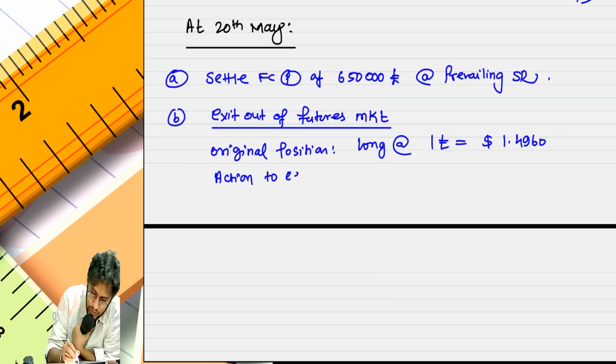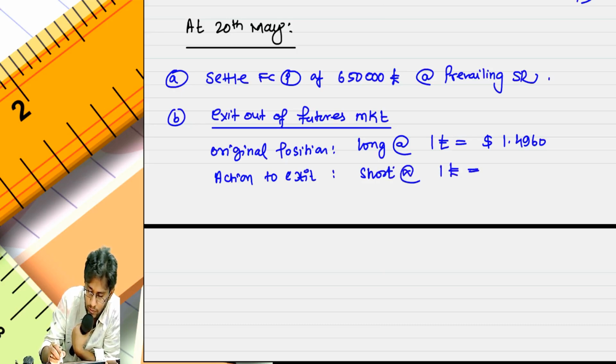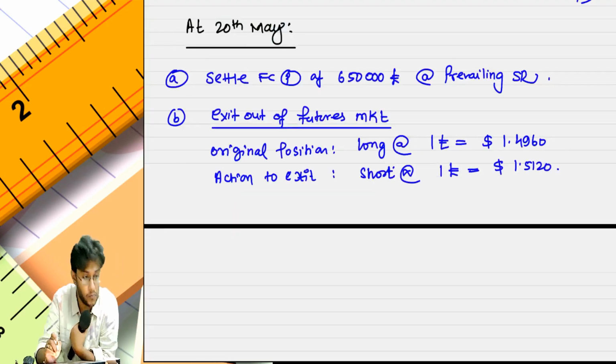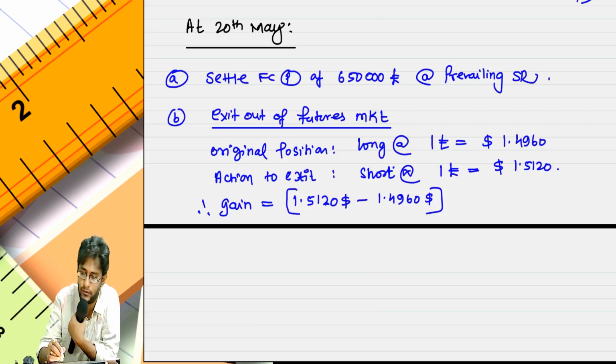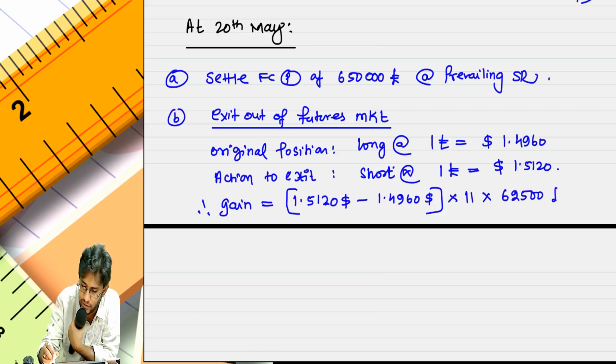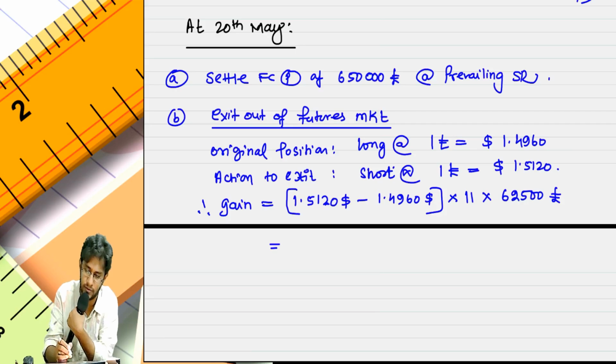Premature settlement, action to exit or square up or cover up, whatever language you use. You have to take up a short position in June futures. Short at 1 pound is equal to how many dollars? What is the short position rate? 1.5120. Definitely looks like a gain. It is a per pound gain. Like that, how many contracts did we take? 11 contracts. Each contract was 62,500 pounds. So overall, how many dollars gain?